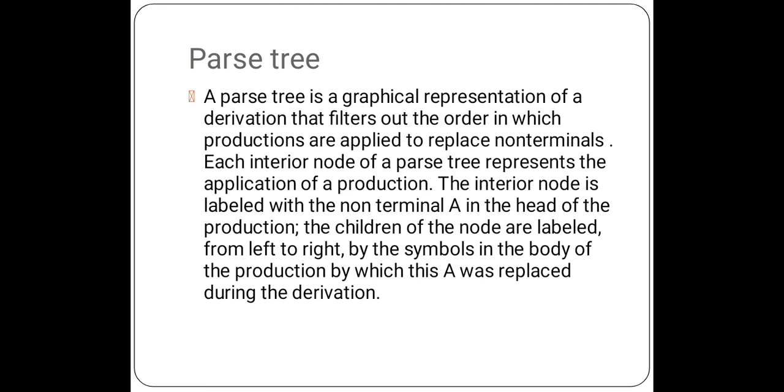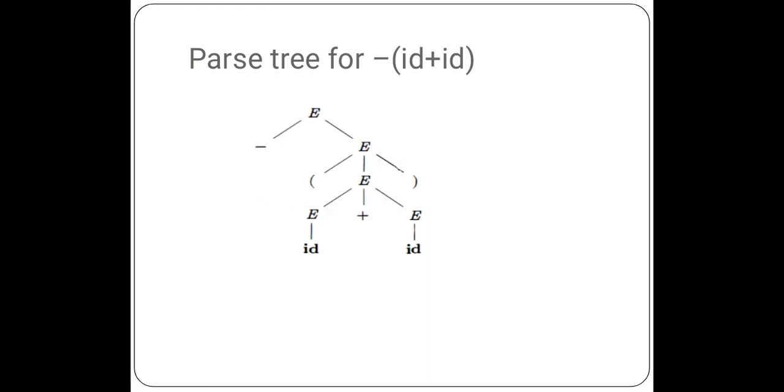So this is the example for a parse tree, and you have the input string minus opening parenthesis id plus id and closing parenthesis. The start symbol here is the capital E, and then, using the production E gives minus E, we convert capital E to minus capital E. Then, using one more production, E gives E with nested parenthesis, I take the rightmost E and convert it into E with nested parenthesis.